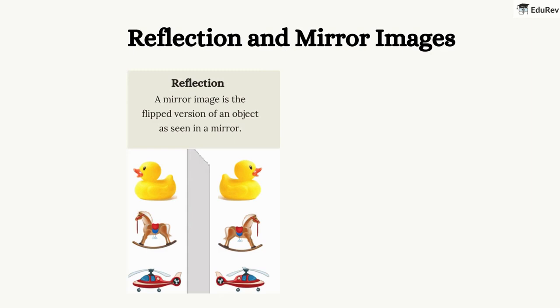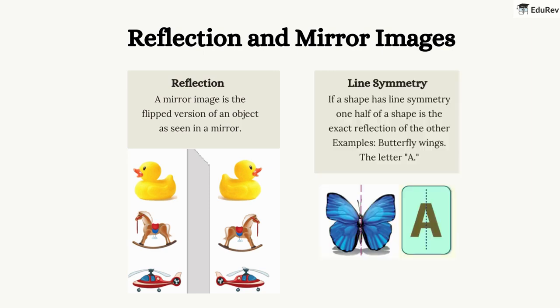Now let's talk about reflection and mirror images. When you look at yourself in a mirror, you see a mirror image. It's a flipped version of yourself, right? In math, we also study mirror images. If a shape has line symmetry, one half of it will be the exact reflection of the other. For example, the wings of a butterfly or the letter A.